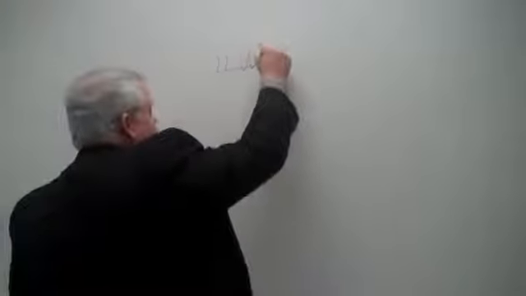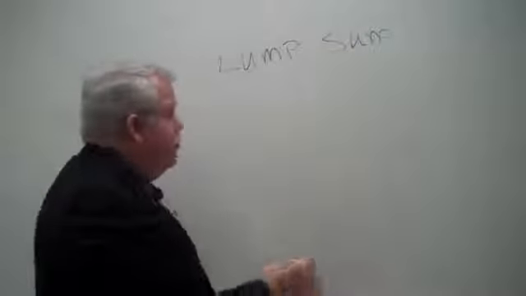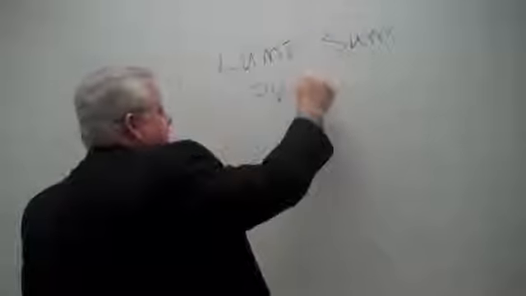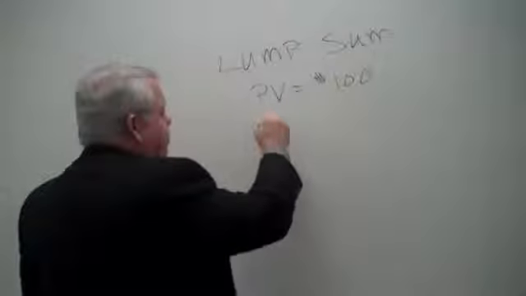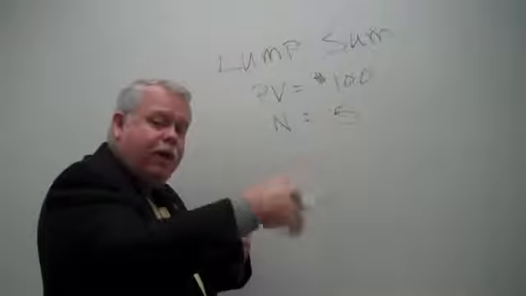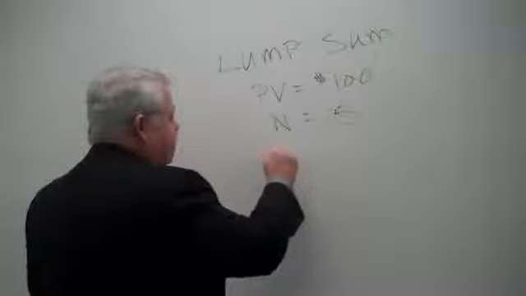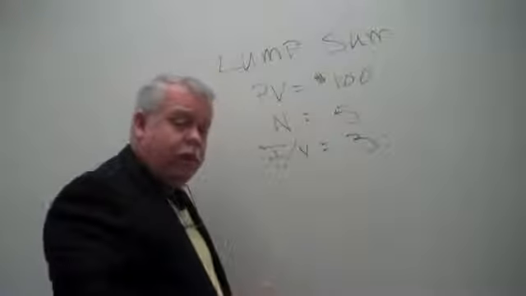All right, let's take an example. Lump sum calculations. Lump sum: a single amount of money. Suppose I said, I'll give you $100 today. So its present value today is $100. And we'll put that in the bank for a period of 5 years. So the N, the number of compounding periods over which we're going to earn interest, is 5. Let's say that the bank is going to pay us interest at 3%. We'll just use the whole number, 3.